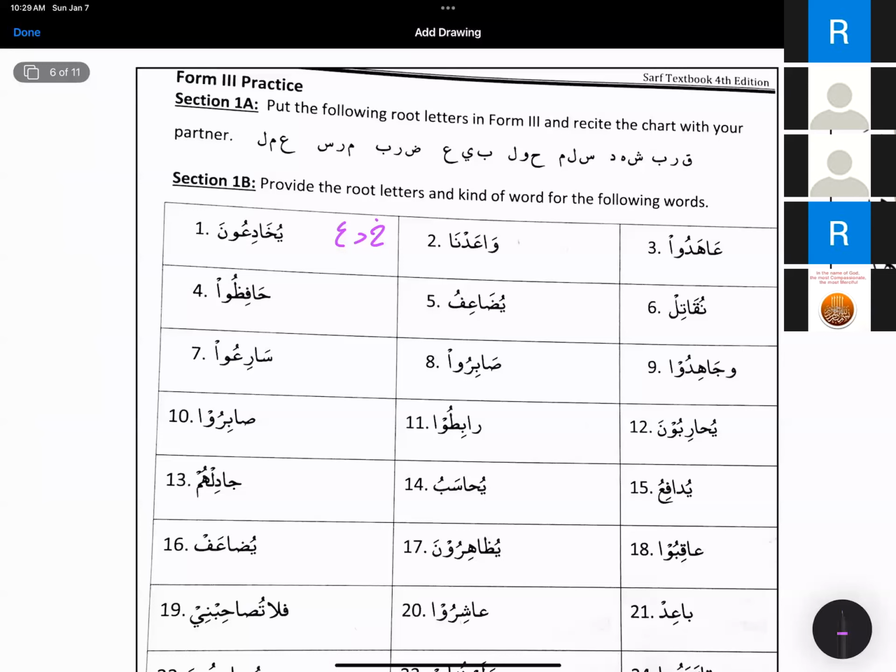Yukhadi'una. That's in Surah Al-Baqarah, right? They are trying to betray, not betray, they are trying to cheat. So they are trying to cheat.